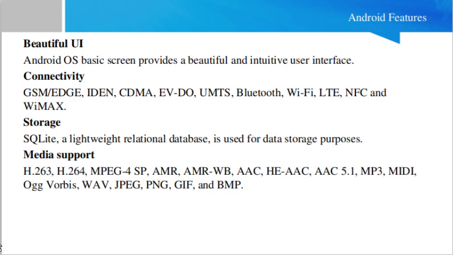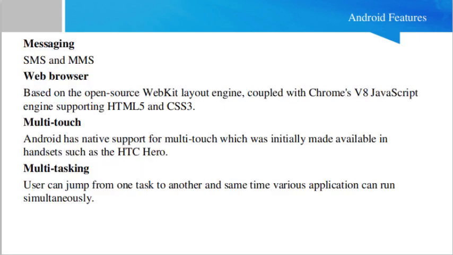Connectivity: normally used are GSM, EDGE, iDEN, CDMA, EV-DO, UMTS, Bluetooth, Wi-Fi, LTE, NFC, and WiMAX. All these connectivity options are available for Android. Storage: for storage, SQLite, a lightweight relational database, is used for data storage purposes. Media support: all the major formats like PNG, GIF, BMP, WAV, JPEG, MIDI, MP3, all the important and well-known media formats are supported by Android. Messaging: for messaging, SMS and MMS are used.